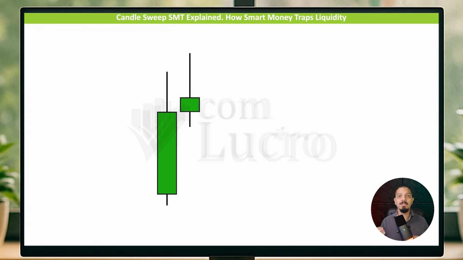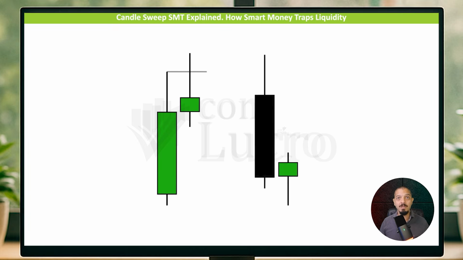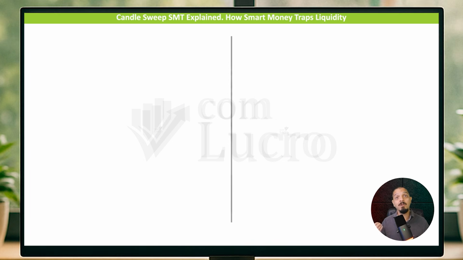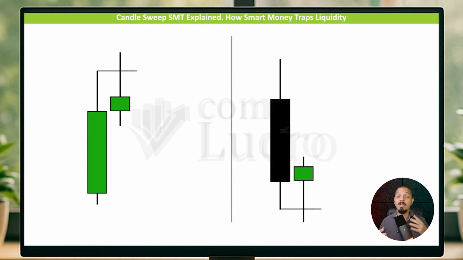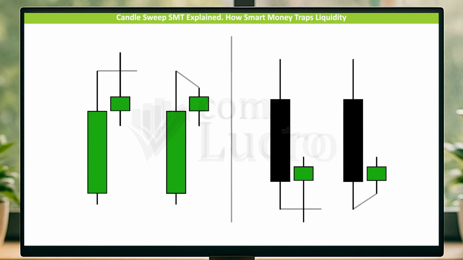Now, when price takes out the high of a candle and then closes back below it, or when price takes out a low and then closes back above it, this is what we call a candle sweep. A candle sweep SMT occurs when price moves above the previous candle's high and then closes back below it, while the correlated pair does not replicate that move.